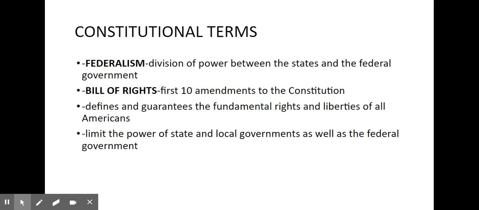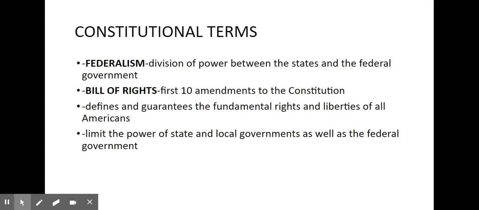Okay. And then you have the Bill of Rights, which is the first 10 amendments to the Constitution. It's part of the Constitution. It defines and guarantees your fundamental rights and liberties for all Americans. And it is there to limit the power of state, local, and federal government. Okay. All right. The people are supreme. The people's rights need to be protected. So the Bill of Rights is there to protect the people and limit the power of local, state, and federal governments. Okay.